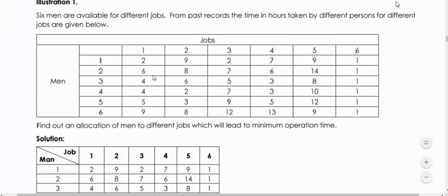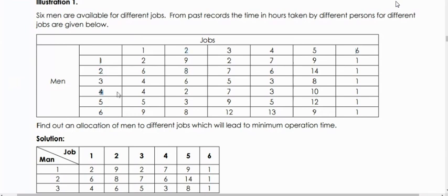So see, it is given in the question that the first man takes 2 hours to complete job 1. The first man takes how many hours to complete the job 1? 2 hours. This is given in the question only. Similarly, the second person takes 8 hours to complete job 2.